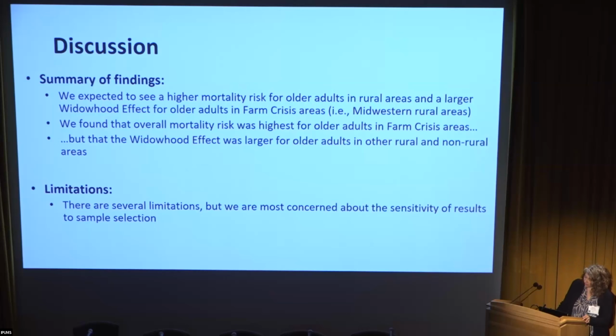This study has several limitations, but the one we are most concerned about is the sensitivity of results to sample selection. The results presented here reflect the exclusion of people who died before their spouse, leading us to exclude nearly half the sample, and most of those that we excluded were men. When we retained these people, the estimate of the hazard ratio for the widowhood effect was less than 1, indicating that widowhood was actually protective against mortality. Our interpretation of this counterintuitive result is that when we include people who did not experience widowhood and died early, we are unable to estimate the true effect of widowhood.